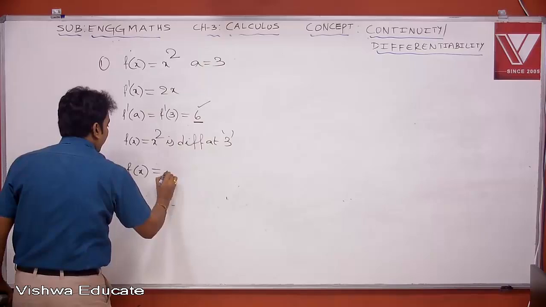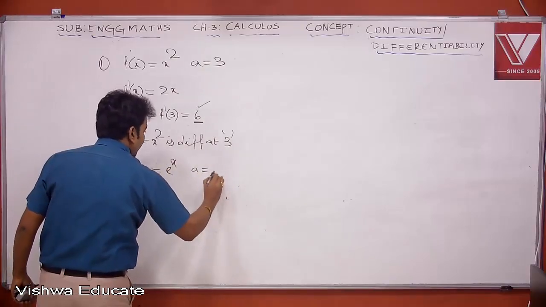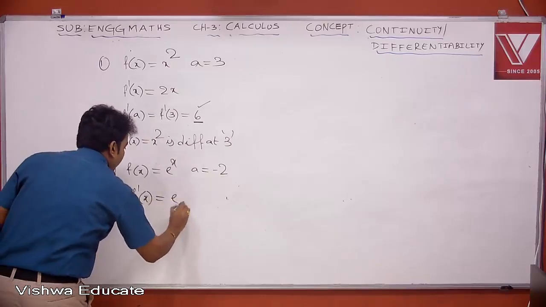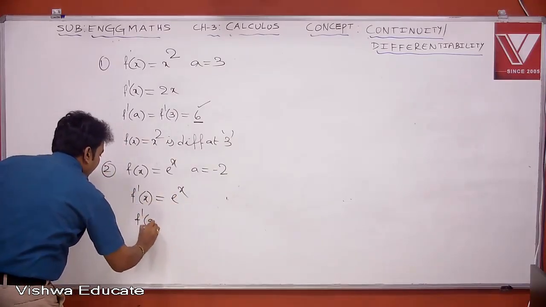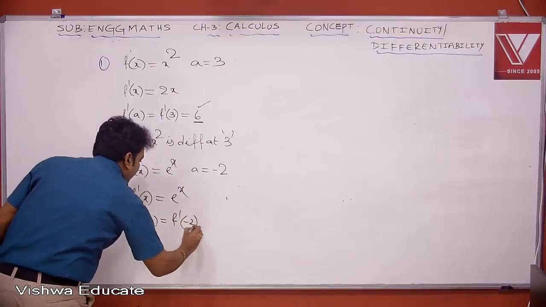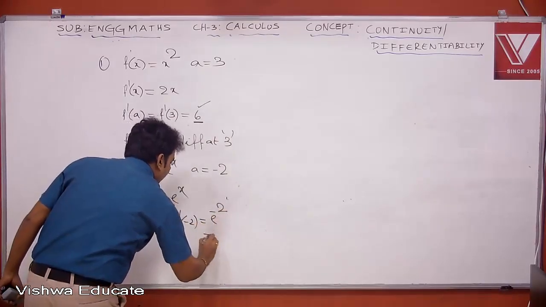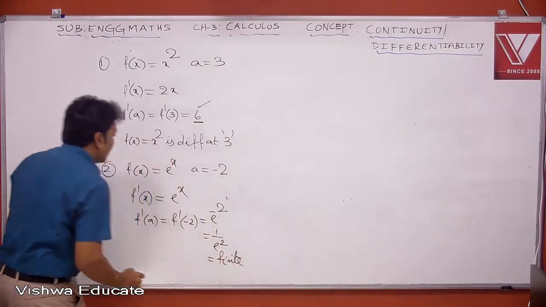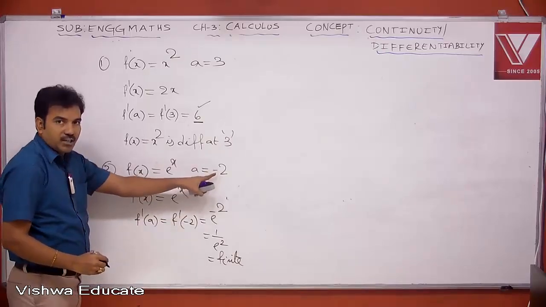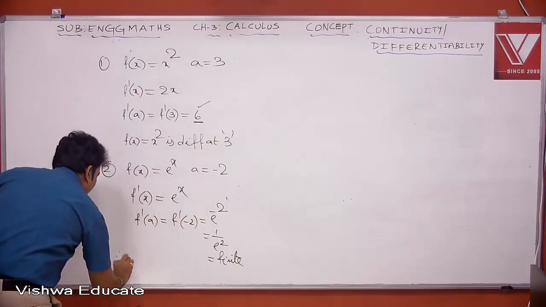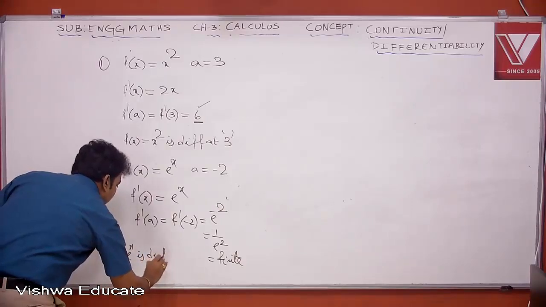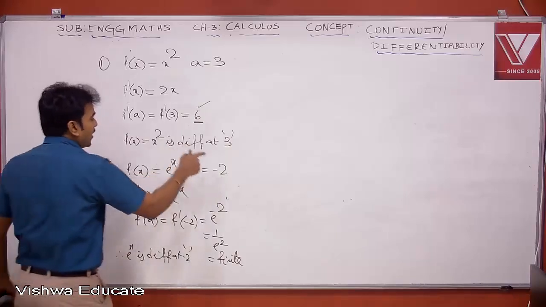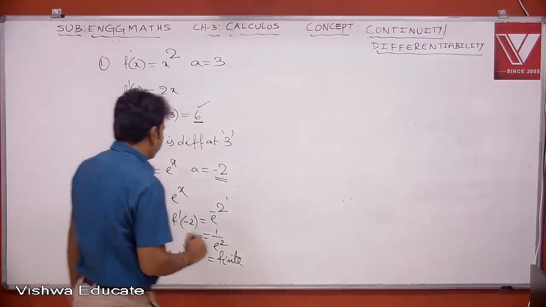Next, f of x equal to, for example, e power x. We will discuss its derivative at minus 2. Now, what is the derivative of f? E power x only. Now, replace x by a. F dash of a equal to f dash of minus 2. This is e power minus 2. This is 1 by e square, which is a finite number. Therefore, e power x is differentiable at minus 2. Even at 2 also you will get it, but to show the variation here, we have taken minus 2.